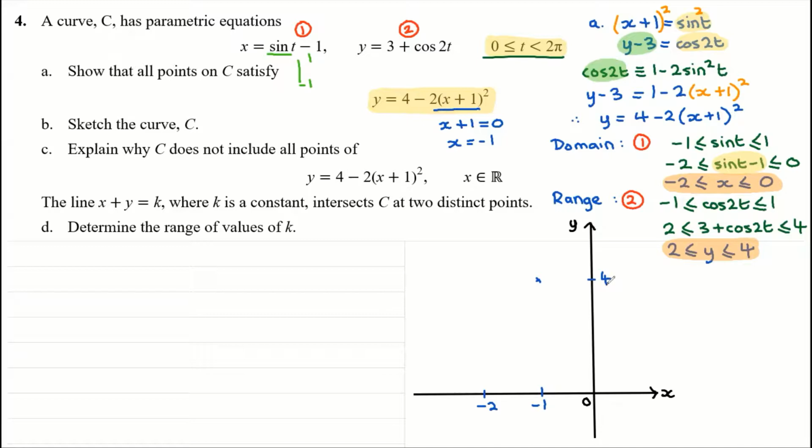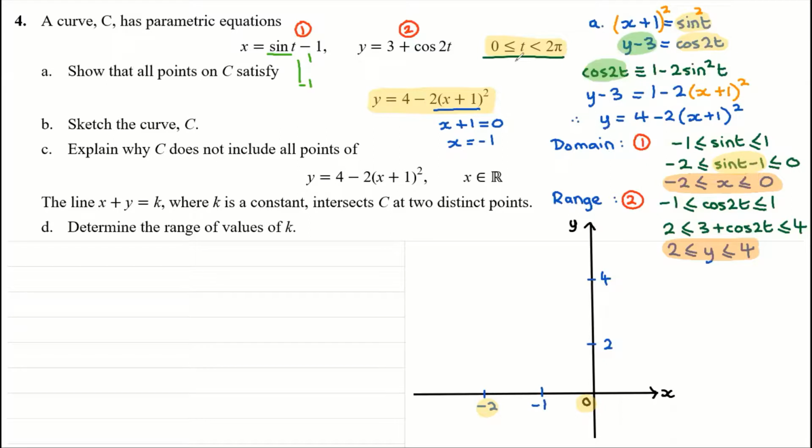Also, the minimum y value we can have is at 2. So the question is, what's happening when x is -2 here and x is 0? Well, we need to find that out, don't we? So I'm just going to find out how this curve is behaving. I'm going to guess, because the mirror line is at -1, that we're going to have the two minimum y values at -2 and 0. So let's have a look.